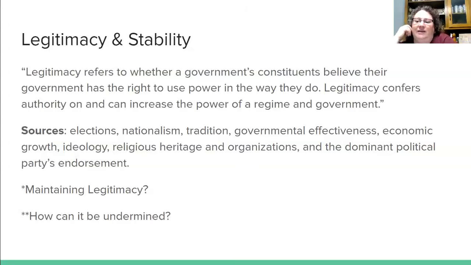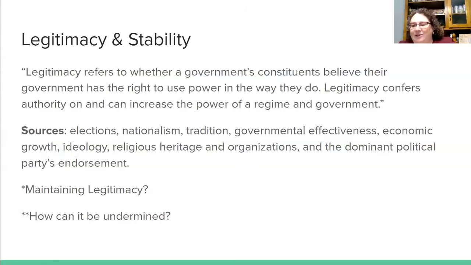When you think about China, what are they doing it for? They're doing it for the Communist Party, that belief in that, or for Mao, or for Xi, or, you know, whatever it is that you believe. Religious heritage organizations, the dominant political party's endorsement, if they're saying this is okay.